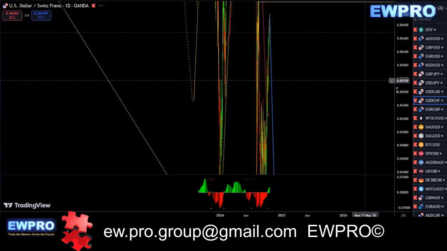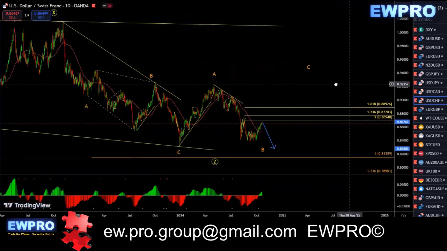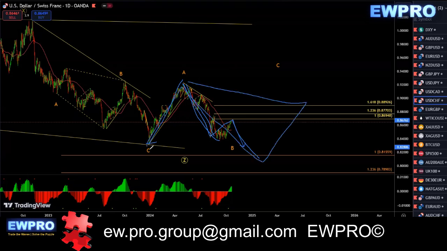The Swissy on the daily, looking for downside. We had that nice impulse up in here, and I was looking for a correction, if you followed me for a while, to give us a C up. I still am looking for that, but this has become very deep to this A wave, this correction in here, and it may not be over still. We may get an A, a B, a C in here, and then we get an A, B, C as a running or expanding flat before we get more downside.